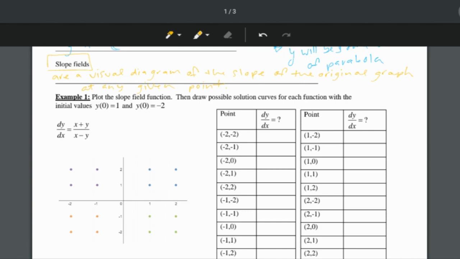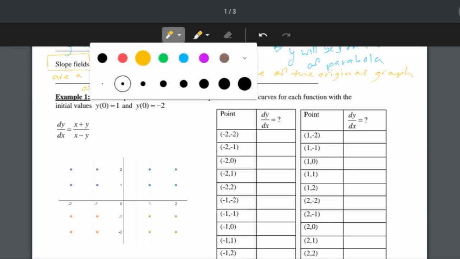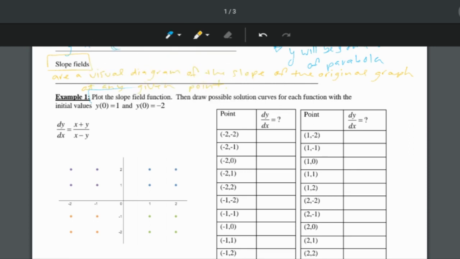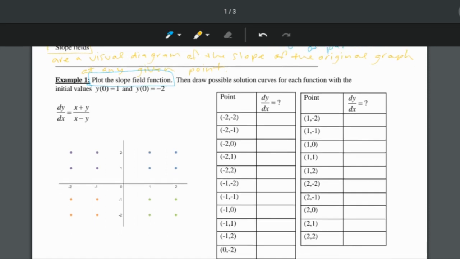After that, it says draw the possible solution curves for each function with the initial values, y of 0 equals 1, y of 0 equals -2. We'll talk about that later. For now, let's just first talk about the first part, plot the slope field. If we don't have the original graph to follow and draw those mini tangent lines, we have to use our differential equation, our derivative.